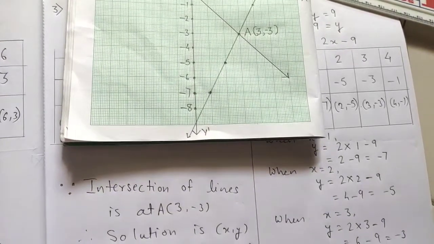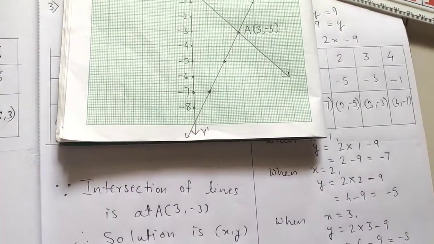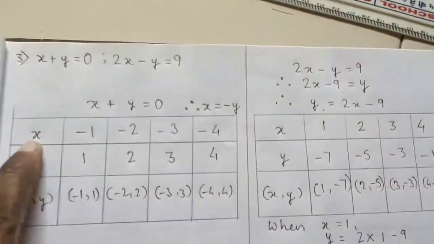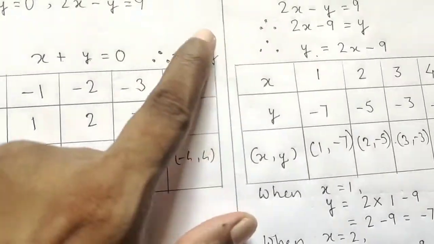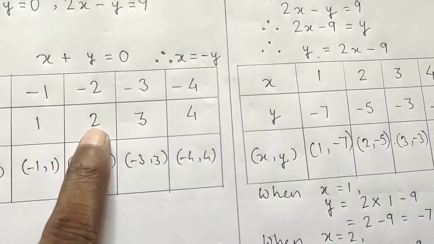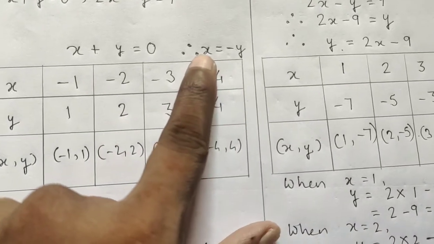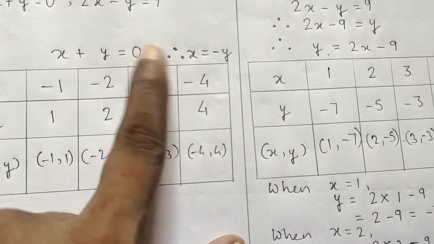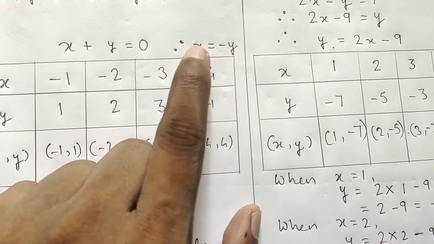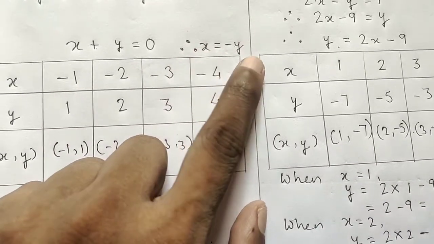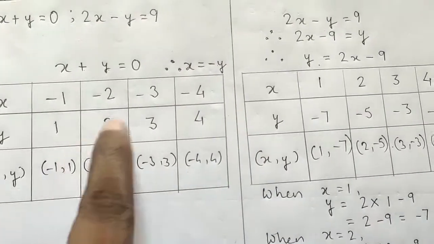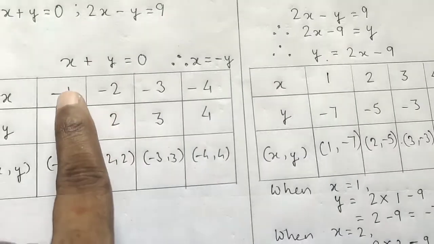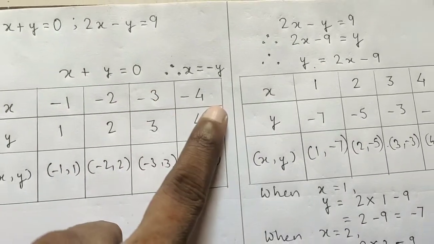Okay, so let me revise how to do this. First, we are going to simplify the equation so that it becomes easier to find the values of x and y. In this case we have made an adjustment, that is we have transferred y to the right hand side so that we can get the value of x directly. Now we placed the values of y, that is 1, 2, 3 and 4, and accordingly we got the values of x, that is -1, -2, -3 and -4.